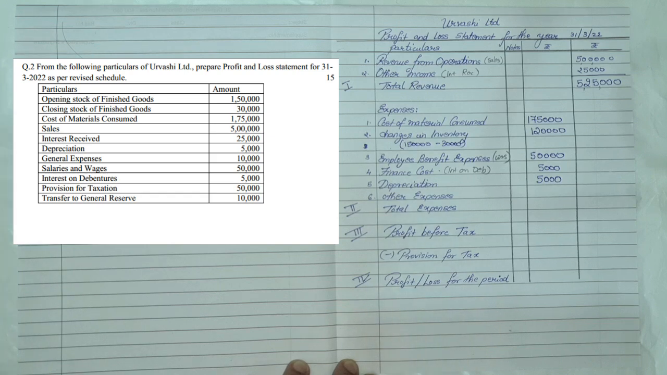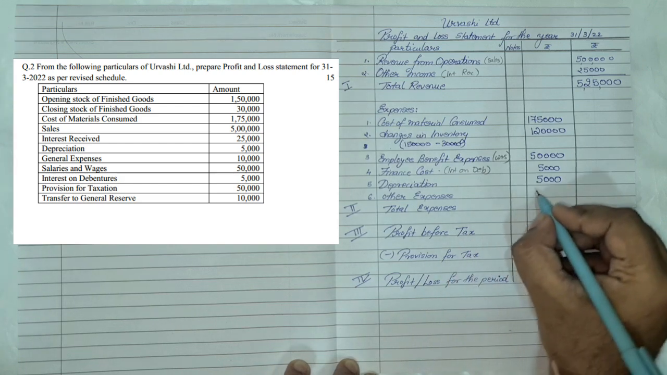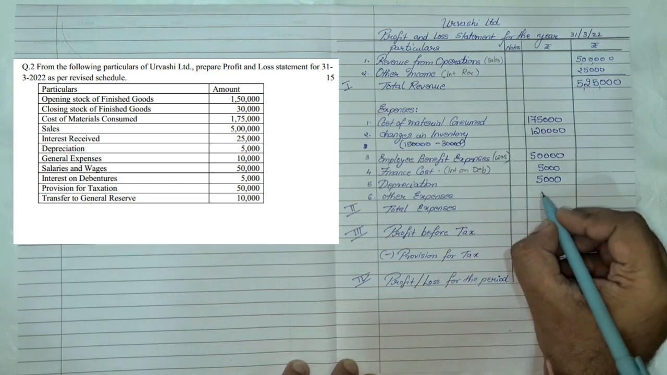Now other expenses. Let us see: opening stock of finished goods we have taken, closing has been considered, cost of material, sales, interest received, depreciation taken, general expenses not yet taken, salary taken, interest taken, provision for tax and transfer not taken. So general expense is the only thing which is pending, amounting to 10,000.